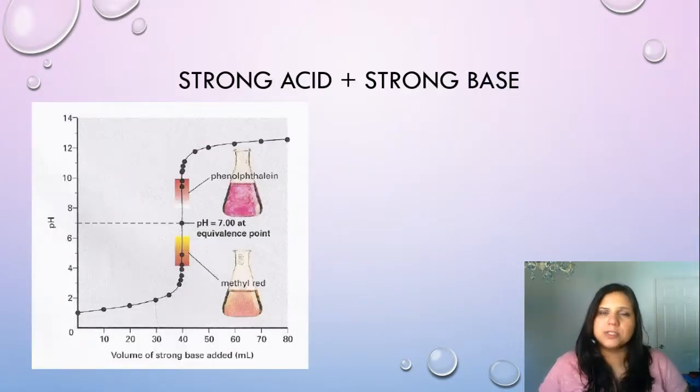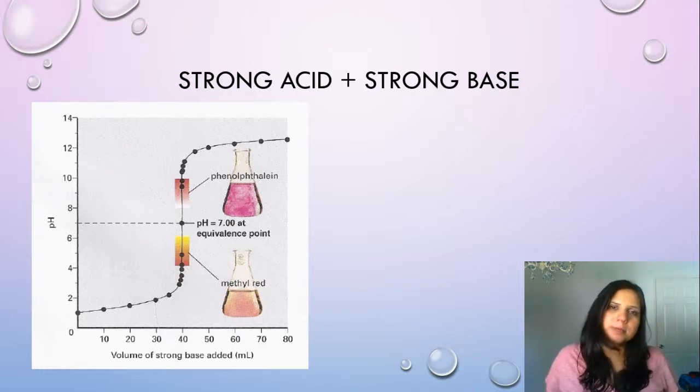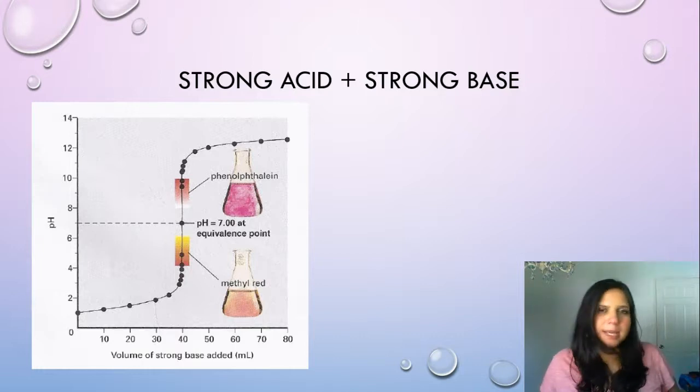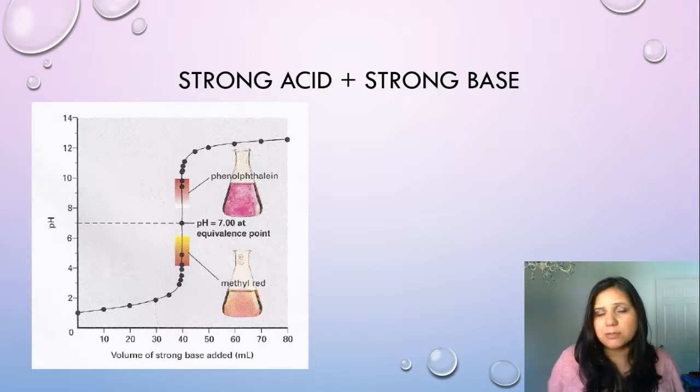We will be dealing with strong acids versus strong bases when we're performing titration calculations. Now, if you move on in chemistry, you're going to be dealing with some weak acids and weak bases, and when you do that, you have to worry about equilibrium values. We're not concerned with those. We're just going to worry about strong acid versus strong base.